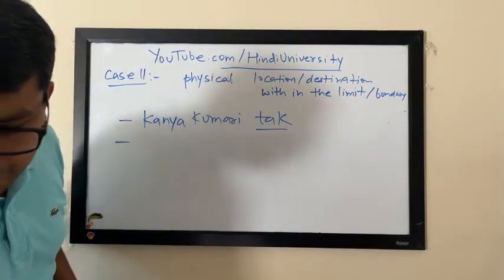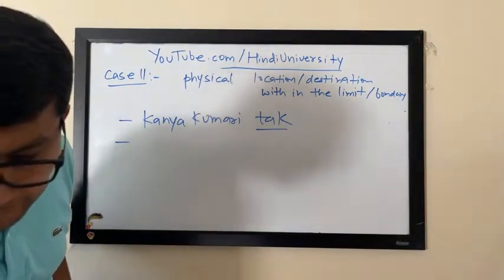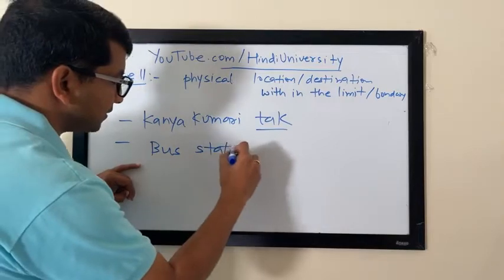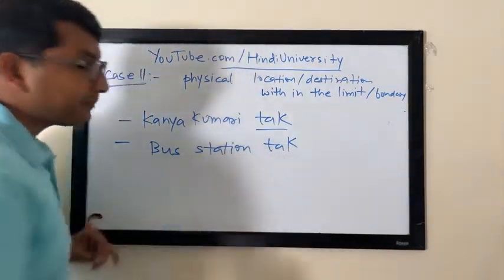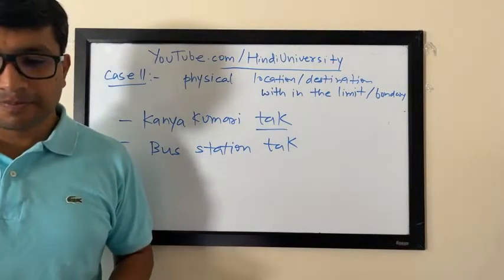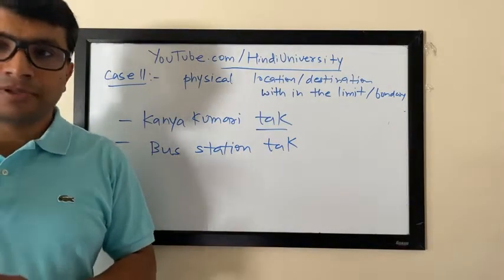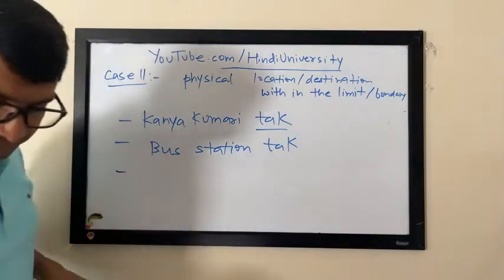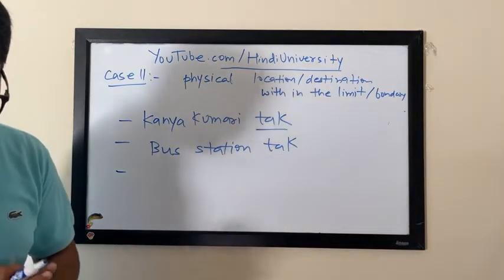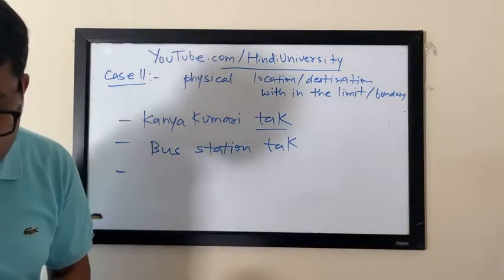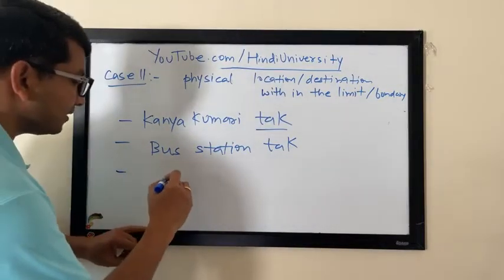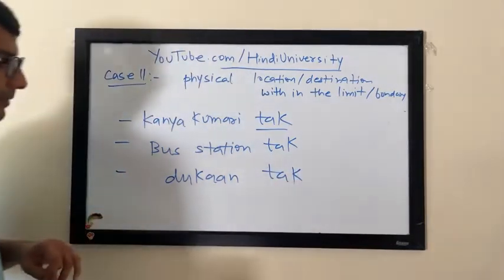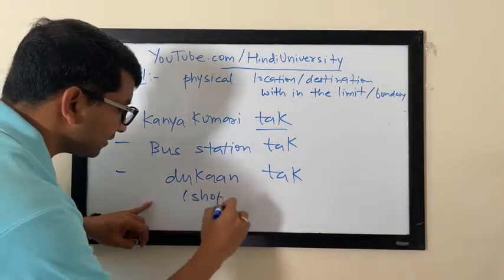Any other examples you guys can think of, or you want to share? Bus adde tak. Okay, so you have bus station tak. It's like bus station tak traffic jam hai. Which is basically, there's a traffic jam till the boundaries of the bus station. Bus station tak traffic jam hai. Okay. Any other examples you guys can think of? Dukaan tak. Very good. Dukaan is shop, right? Dukaan tak.